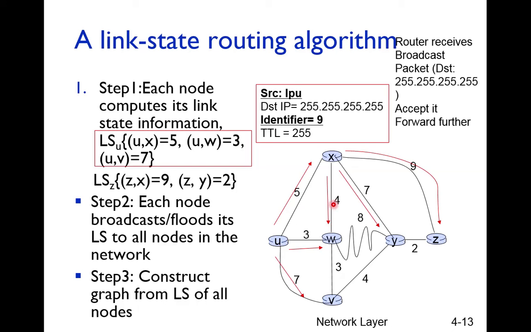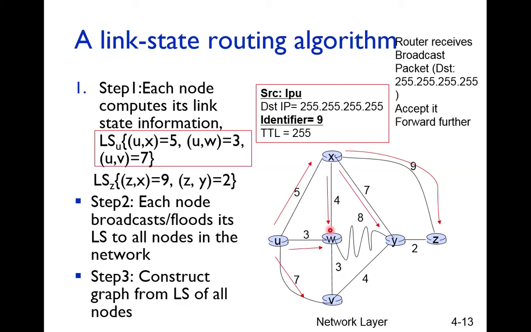So in this case, when W receives the message from U, this is the first time, so it will be accepted and forwarded. But when it is received from X, this message will have IP U and identifier 9. So from the source IP address and identifier, W can identify that this message is a duplicate. Why? Because it has already been received from U.